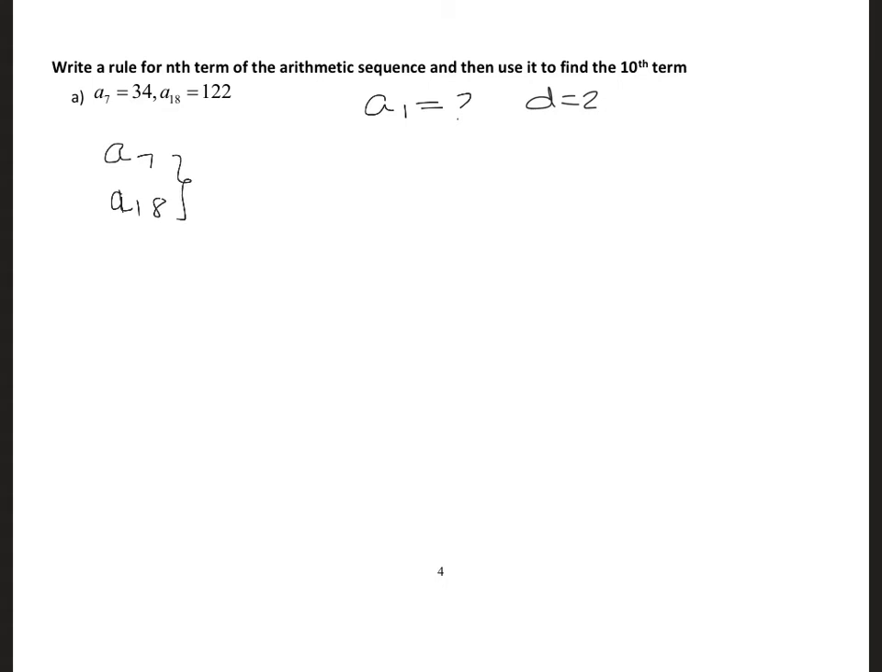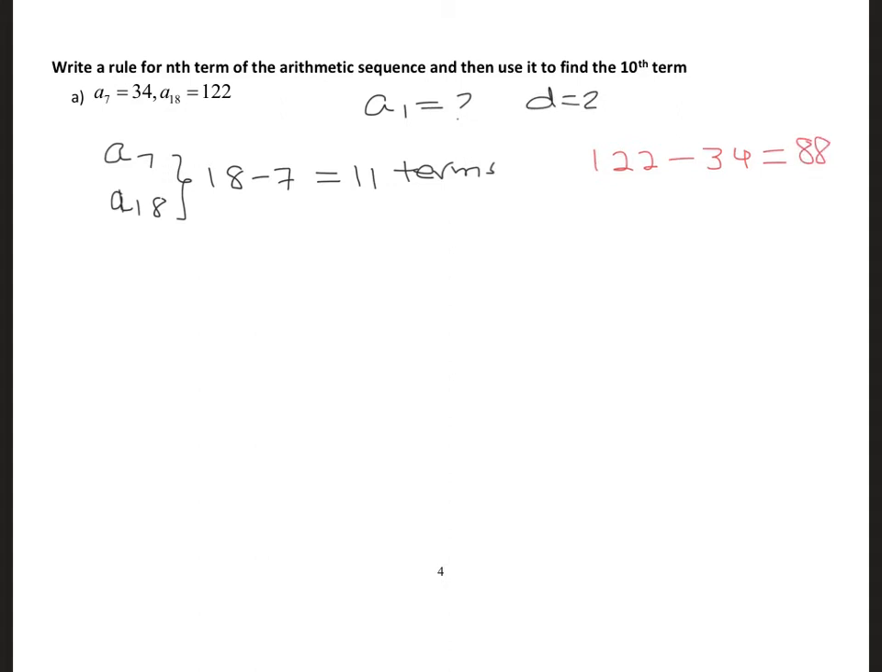So that means in between these two numbers, if I take 18 minus 7, I know I have 11 terms in between. And I know to move from one term to the next one, I'm adding the same number. So now let me see what I have between these two numbers. So if I take 122 minus 34, I get 88.